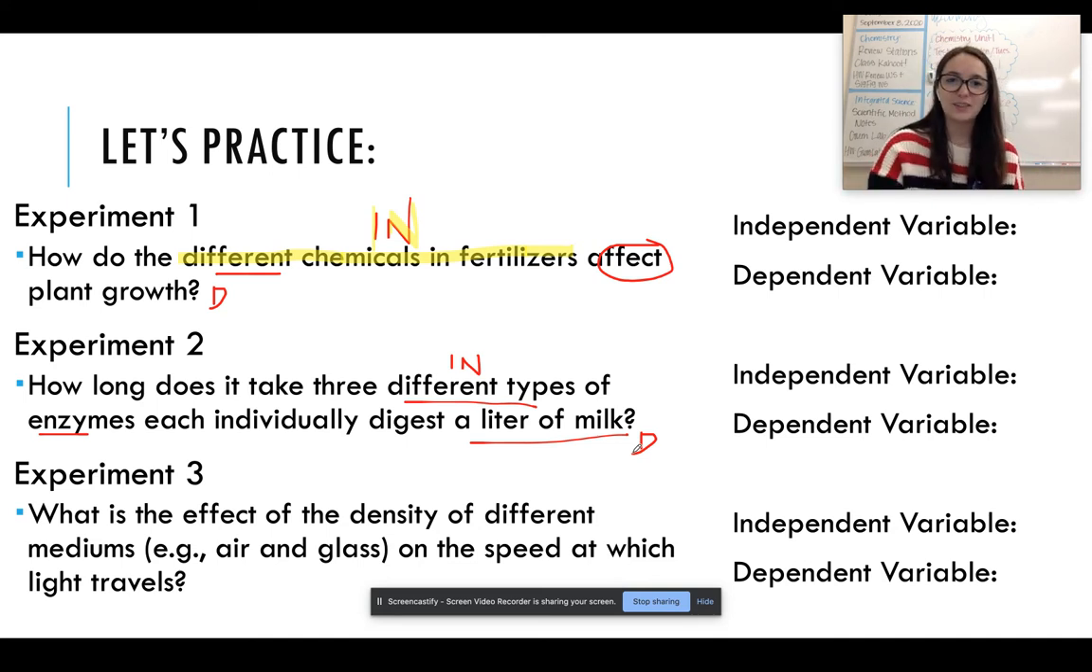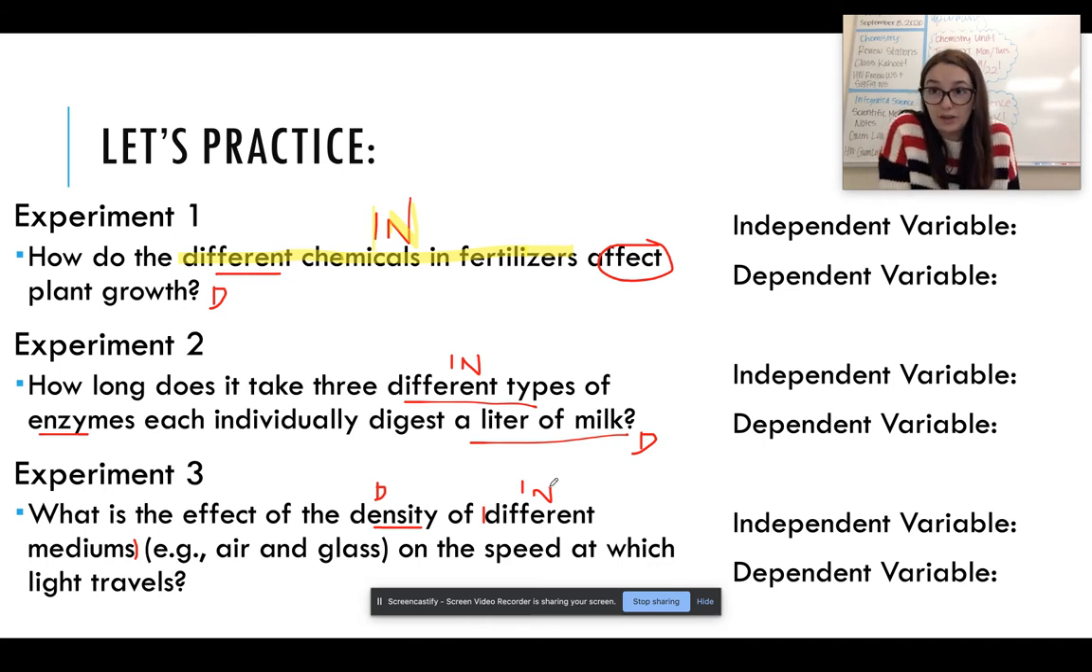So, what is the effect of density? I want to know the effect of the density of different mediums on light travel. I want to measure the density of different mediums. So my density is actually my dependent, and my different mediums of light, air, glass are my independent.